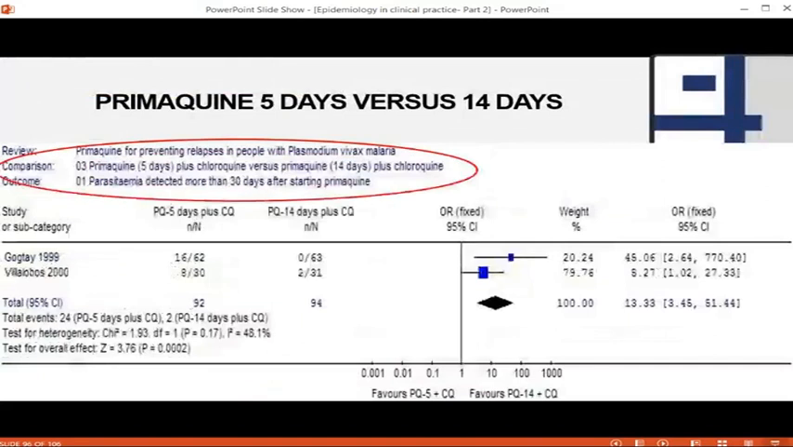And then when you look at the direct comparison of 5 versus 14 days of primaquine from 2 studies, here again 14 days of primaquine is clearly superior to 5 days of primaquine. So this study showed from direct as well as indirect evidence of trials that our policy of giving 5 days of primaquine was inferior to giving 14 days of primaquine and probably as good as giving nothing.